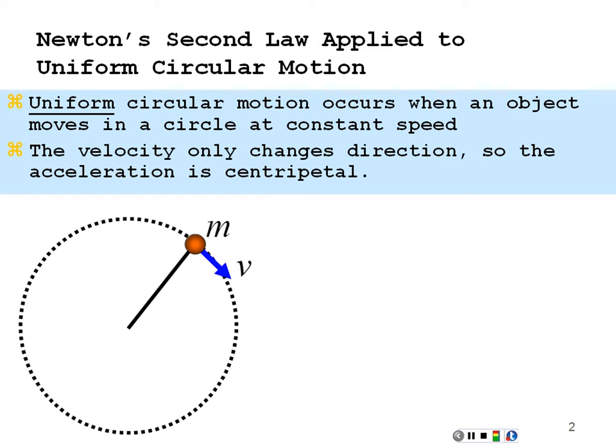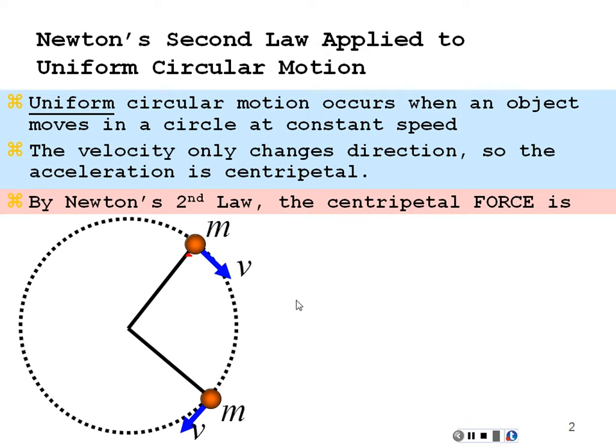Let's say we had a mass moving around in a circle with some velocity v. There's going to be a centripetal acceleration associated with its change in direction as it moves around the circle. But we now know that if there's a mass and an acceleration, then there must be a net force. So associated with this mass and the centripetal acceleration is a centripetal force. By Newton's second law, mass times acceleration is our centripetal force.